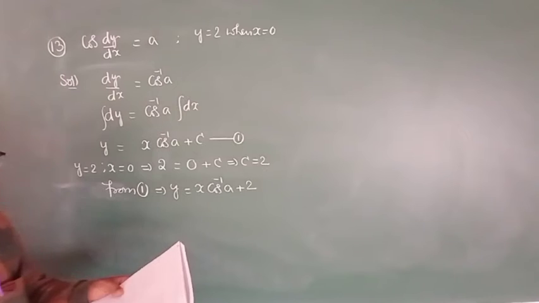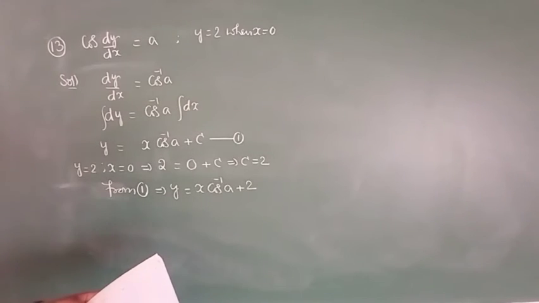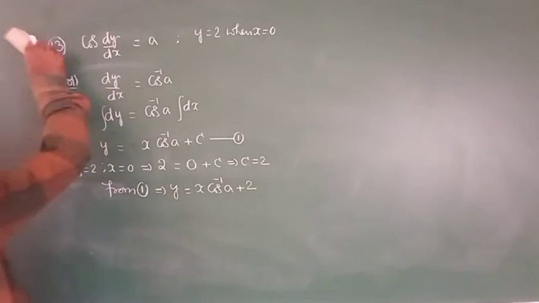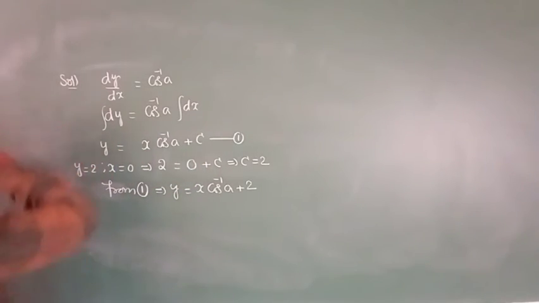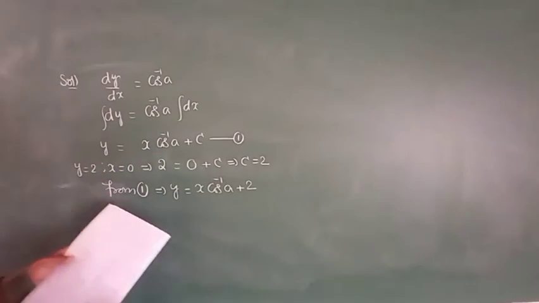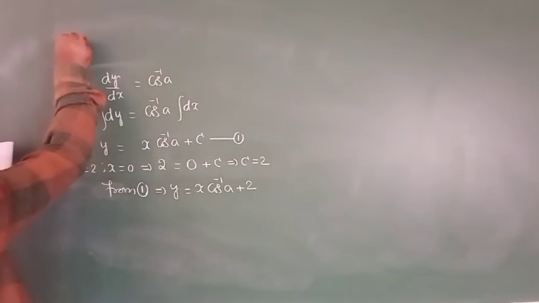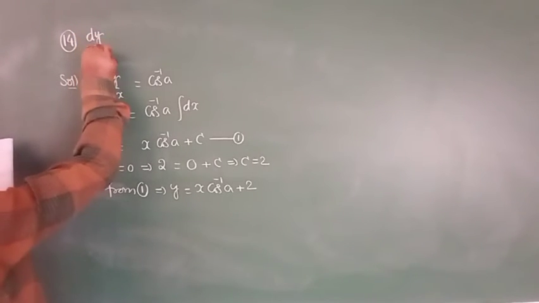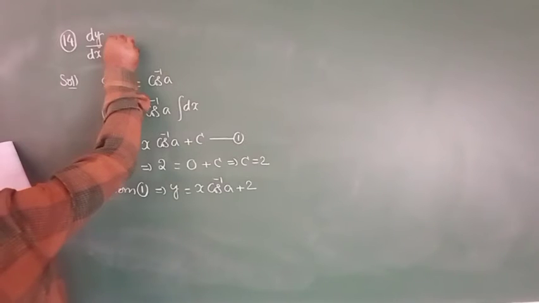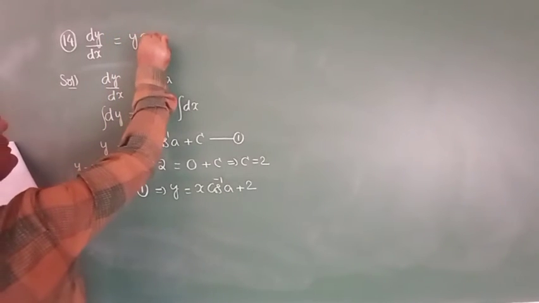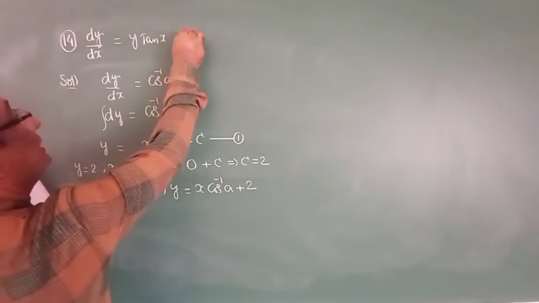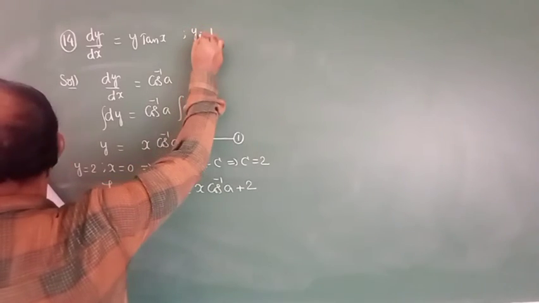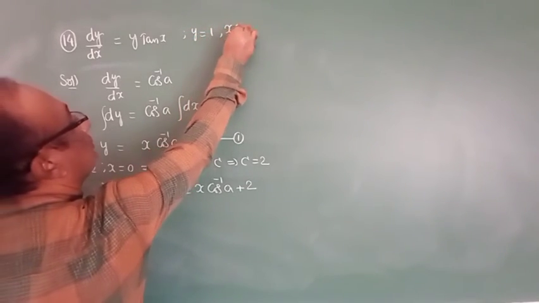Right, everyone, go through the 14th problem. First move towards the 14th problem. The 14th problem is dy by dx is equal to y tan x. For finding the c value, y is equal to 1, x is equal to 0.